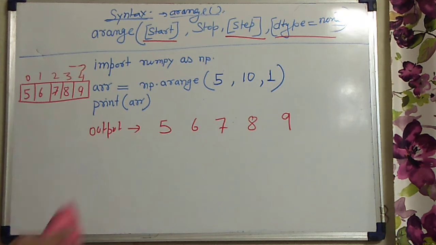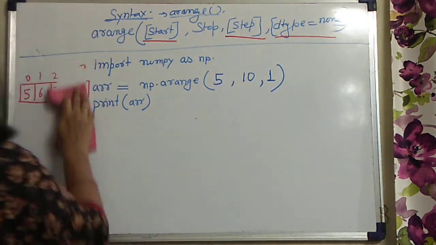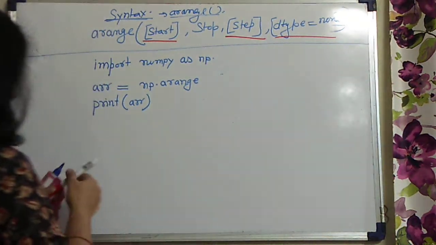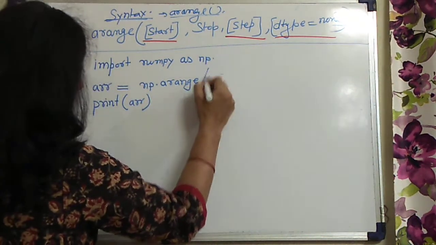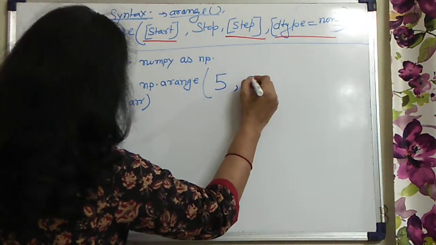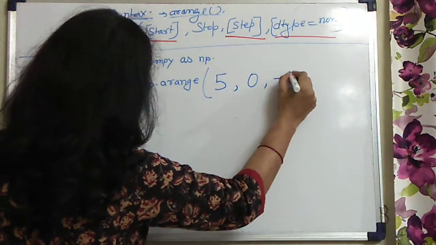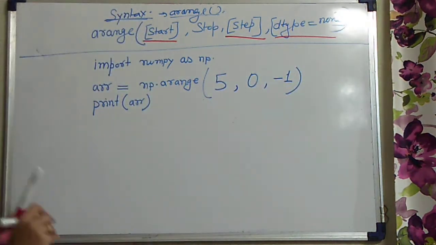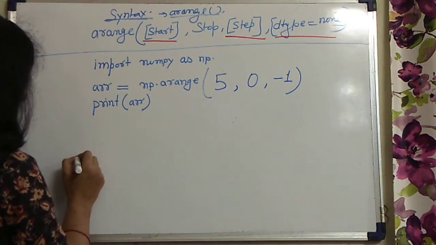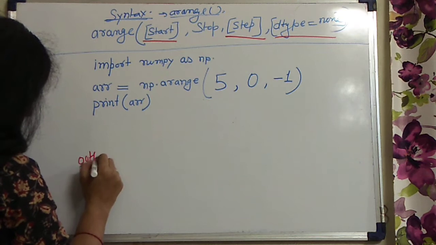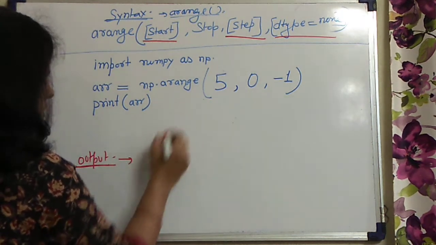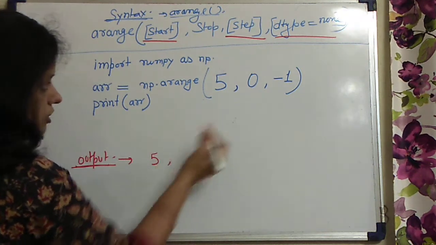Now let us see another example of the arange function. What will happen when you write 5, 0, -1? Okay, so what output will come? Five is the start value, then the step is -1.